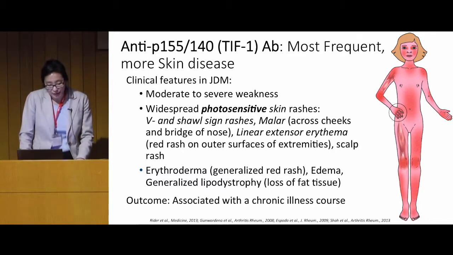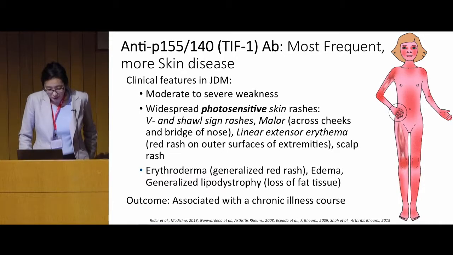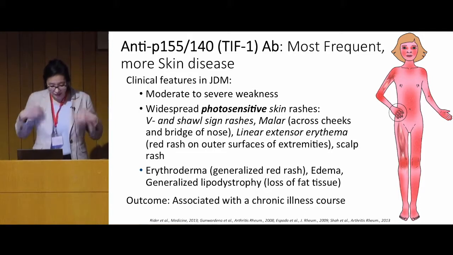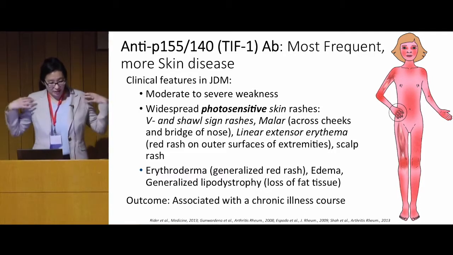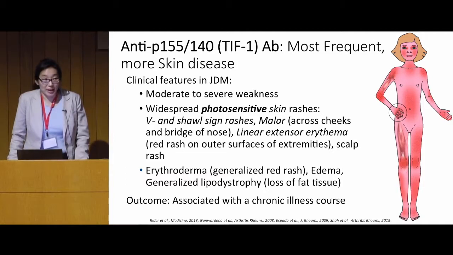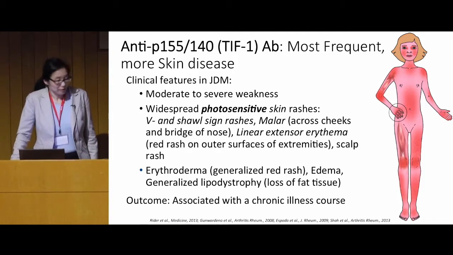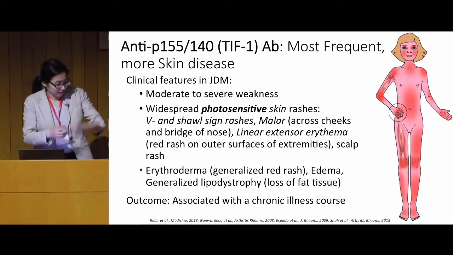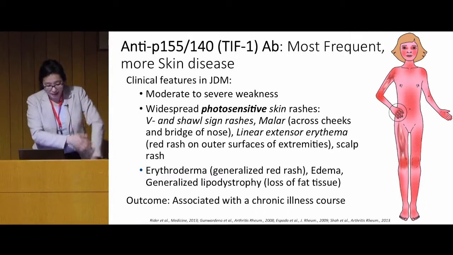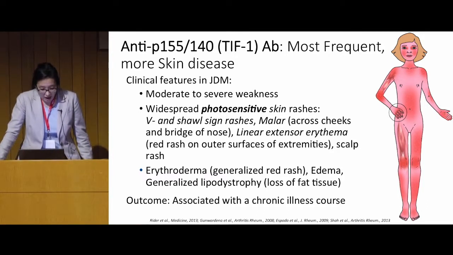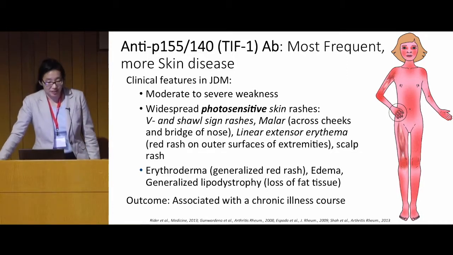In general, this TIF1 juvenile dermatomyositis, they tend to have moderate to severe weakness and a lot of photosensitive rashes, which means rashes that are correlated with sun exposure or UV light exposure. So that includes the V sign, which is like the V area right here around the neck, shawl sign, which is around the shoulders, a malar rash or butterfly rash across the cheeks and the bridge of the nose, and linear extensor erythema, which is a reddish rash along the outside, the extensor areas of the arms and other extremities, instead of where you flex your elbows, and a rash on the scalp.